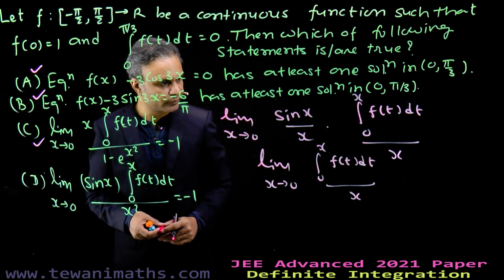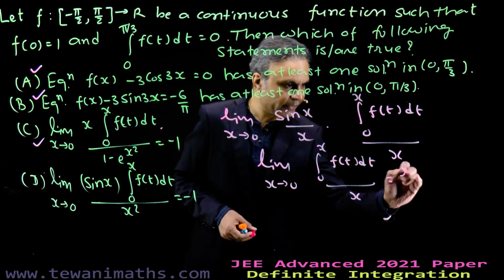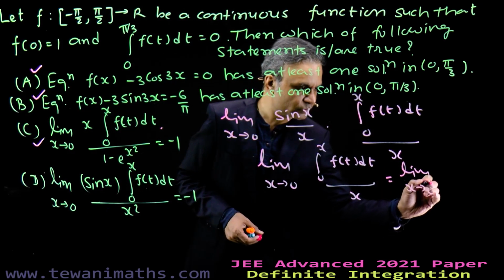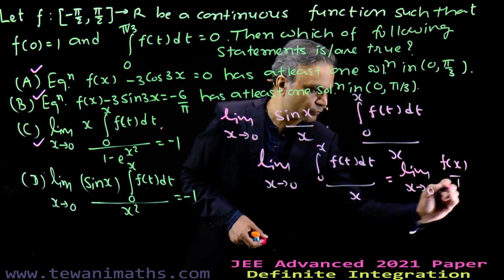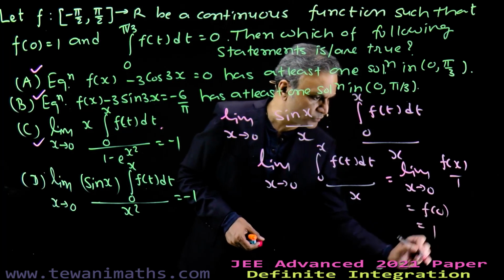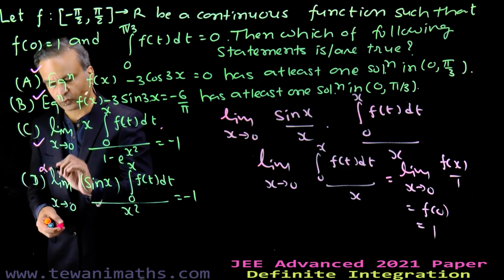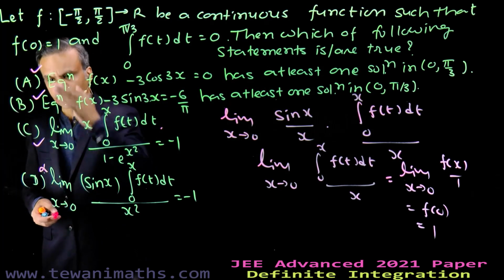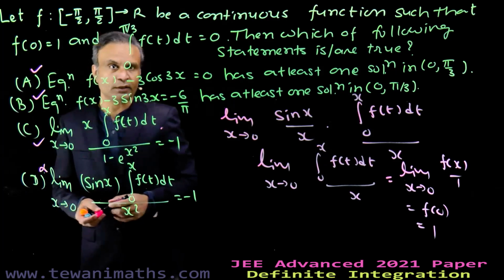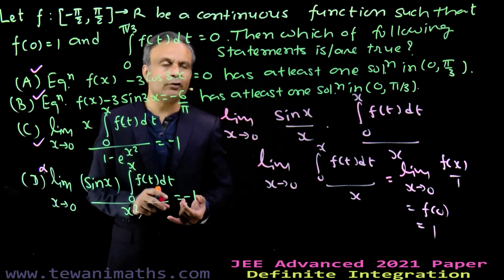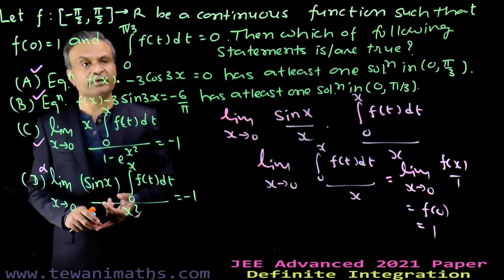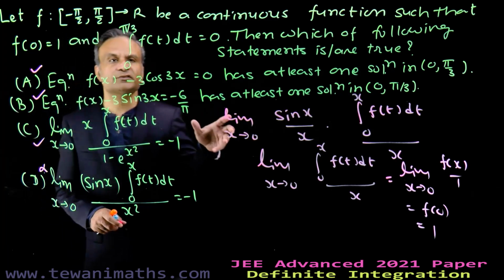We can use L'Hopital rule, using which we get limit x tends to 0 of f x over 1. This is f of 0, value of f of 0 is 1. Okay, so this option is wrong, false. So correct options are A, B and C. Here we are using mainly three concepts: L'Hopital rule of limit, Leibniz rule of definite integration, and Rolle's theorem.